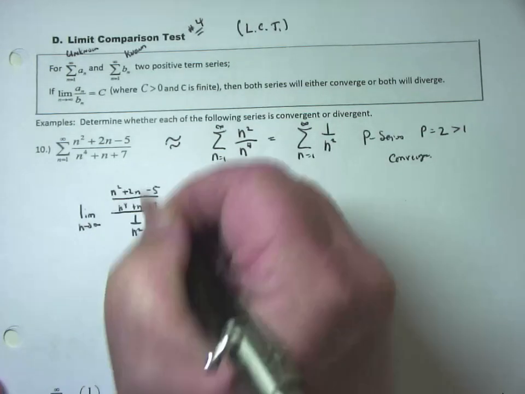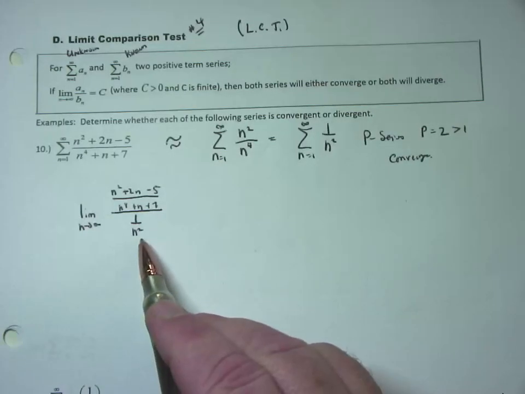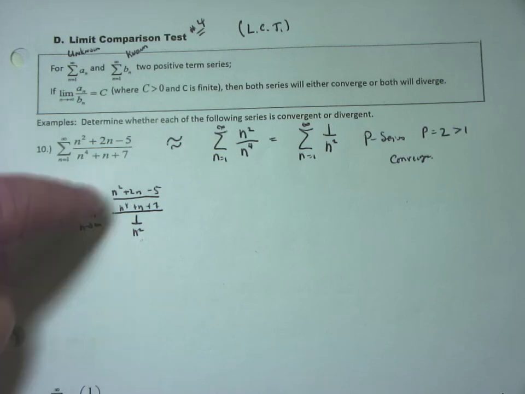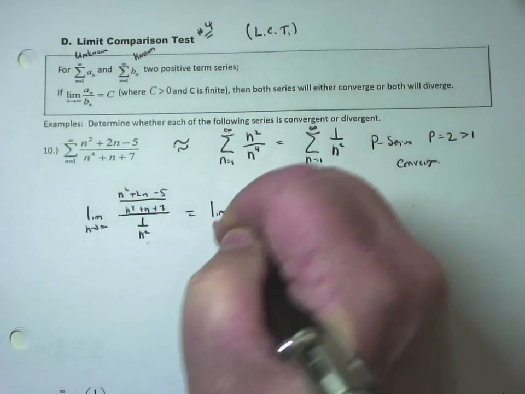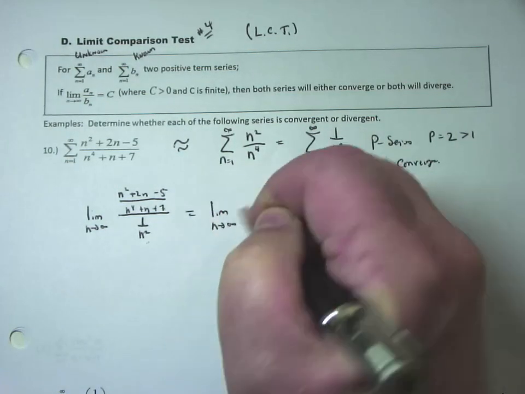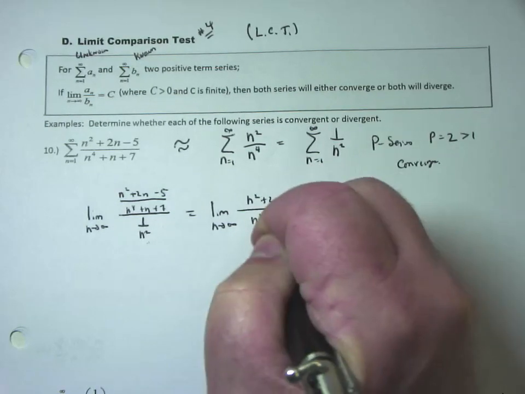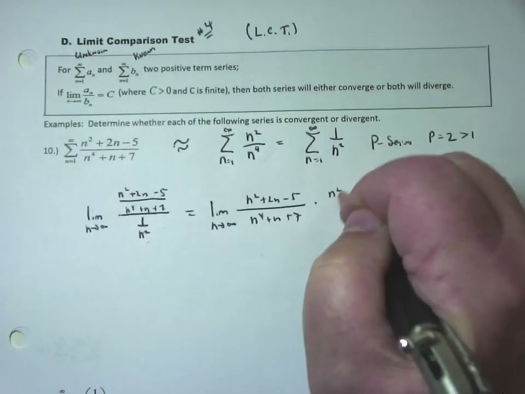Is it b_n over a_n, or a_n over b_n? Look here. This is the guy that's known. The known sequence always goes in the denominator. It makes the math a little easier for you. Does that make sense? Now take the limit as n approaches infinity. But before you do that, clean it up. What do you do to clean up a fraction divided by a fraction? Invert and multiply. Multiply by the reciprocal. So this is the limit as n approaches infinity of n squared plus 2n minus 5 divided by n to the fourth plus n plus 7 times, invert and multiply, n squared over 1.